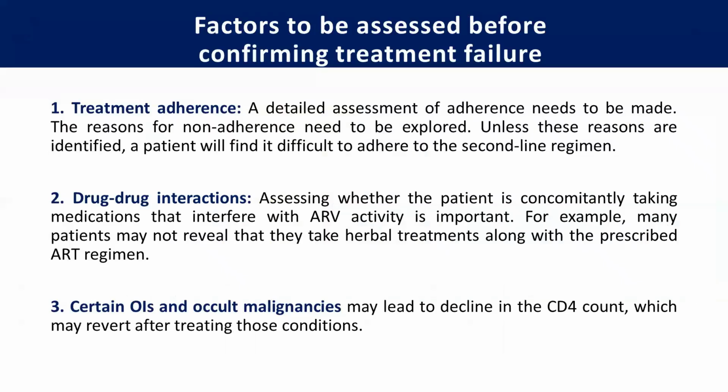Now, factors to be assessed before confirming treatment failure. Treatment adherence, as we discussed: a detailed assessment of adherence needs to be made. I already showed you the detailed protocol and the forms. The reasons for non-adherence need to be explored. That is the most important. Why is there non-adherence? All those reasons have to be explored, because unless these reasons are identified, a patient will find it difficult to adhere to the second line regimen.